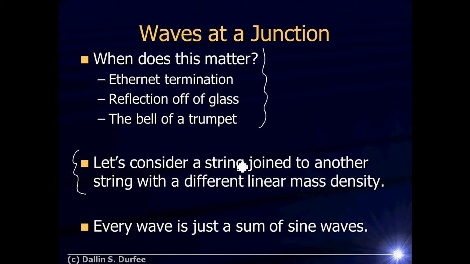All right, so let's consider our two strings joined together and know that it's important for a lot of different things. Now, we're only going to consider sine waves reflecting and transmitting at this junction, because it turns out that every wave you could ever write can be written as a sum of sine waves. We're going to talk about that in another day. But the basic point is, if you can understand what a sine wave does at our junction, you can use that to figure out what happens with any arbitrary wave when it hits your junction.